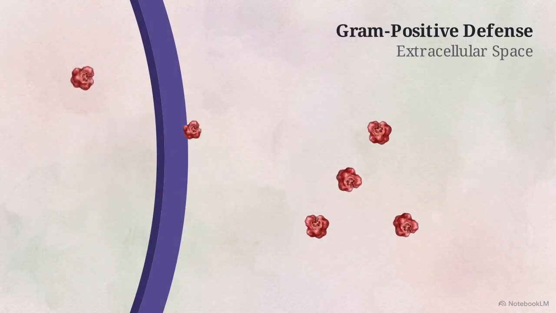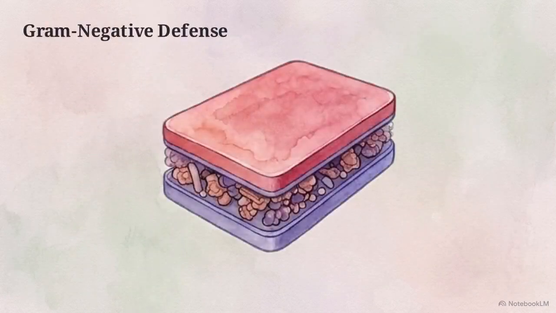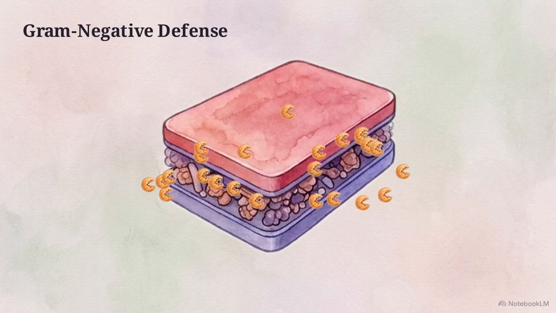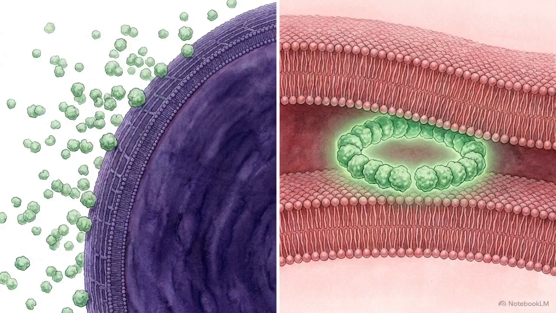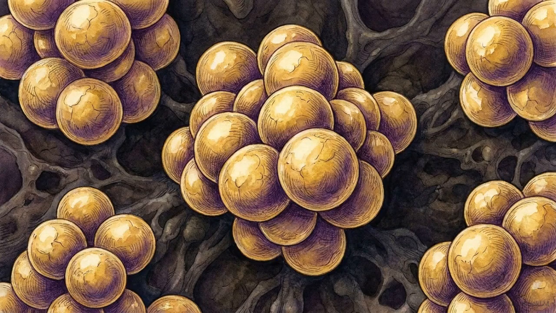Gram-positive bacteria secrete defensive enzymes into the extracellular space. Gram-negative bacteria concentrate enzymes within the periplasmic space, between their inner and outer membranes. Determining whether the resistance mechanism occurs extracellularly or within the periplasm is the first step in deducing why a specific drug class has failed. Methicillin-susceptible Staphylococcus aureus, or MSSA, utilizes a baseline defense of simple enzymatic inactivation.